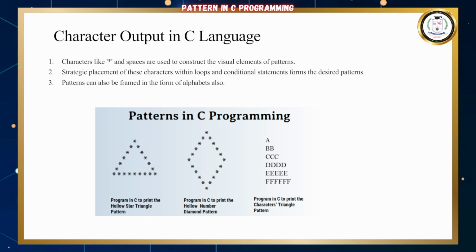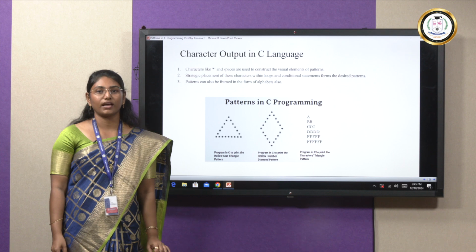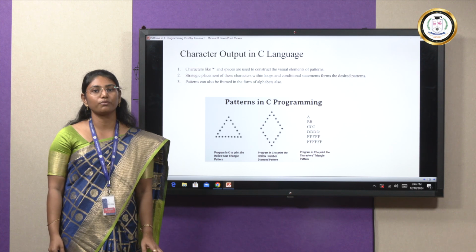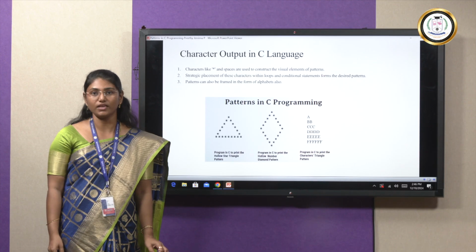Character output in C language. Here, the star and the spaces play a vital role in designing a pattern. The strategy behind this is placing the character inside the loops that is used to make a very specific pattern.